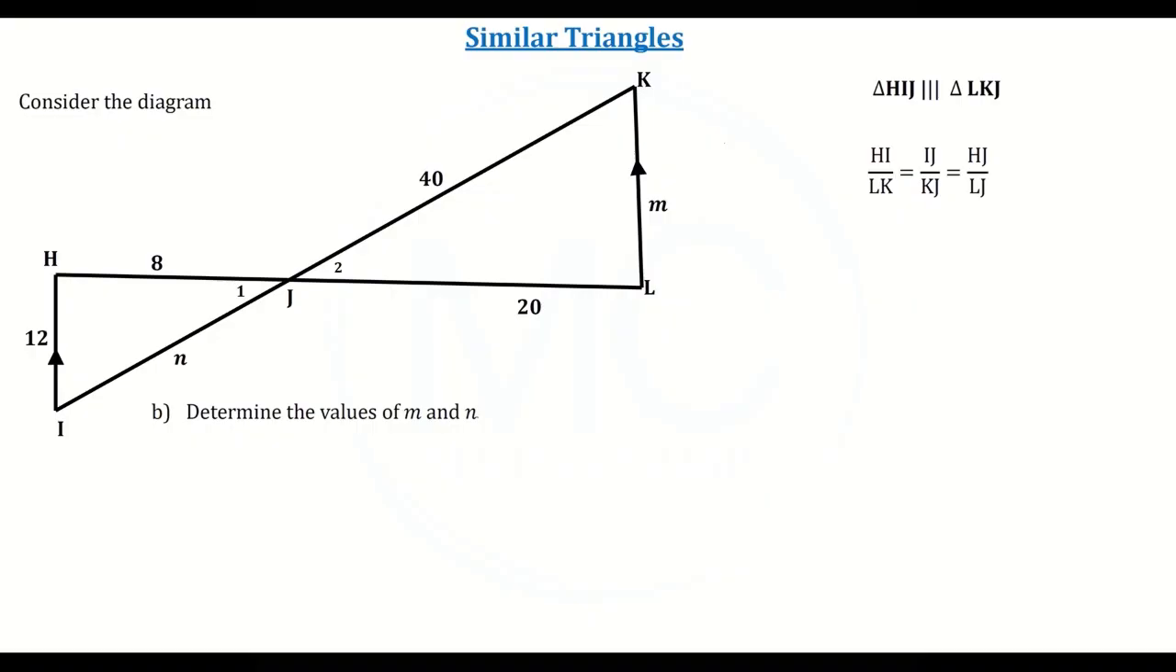Let's start with HI. We can mark this in red. LK is the corresponding side, so we can mark this in red as well. Next, we can mark side IJ in purple and the corresponding side KJ in purple as well. Our third side is HJ, so let's mark this in green, and we can mark the corresponding side LJ in green as well. Now we can fill in the lengths of each side of our fraction.